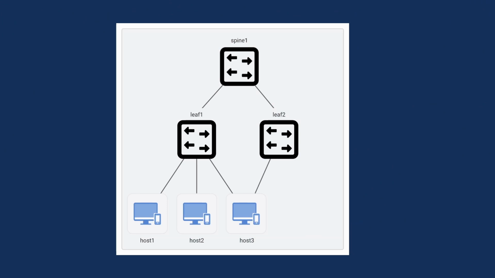We have a reasonably small topology for this example, one spine and two leaf nodes. We then have three hosts connected to leaf 1. Host 3 is connected to leaf 1 and 2, forming an MLAG pair.